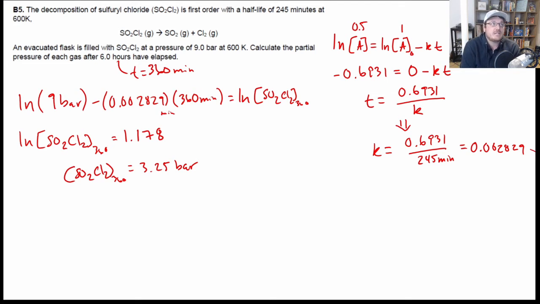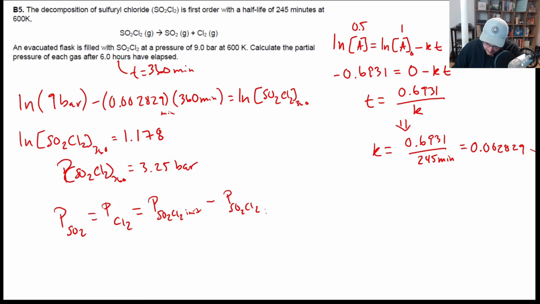Now, in terms of the pressures of SO2 and Cl2, it's a 1-to-1 relationship. For every mole of SO2Cl2 that decomposes, you end up with 1 mole of SO2 gas and 1 mole of Cl2 gas. So the pressure of SO2, which is equal to the pressure of Cl2, is simply the initial pressure of SO2Cl2 minus the final pressure of SO2Cl2, which is 9 minus 3.25, which comes out to 5.75 bar.